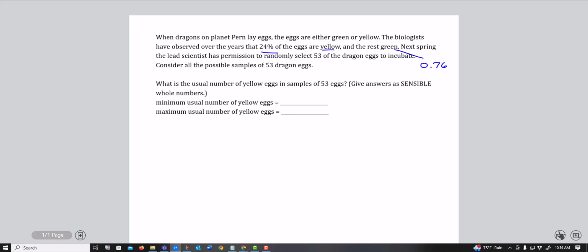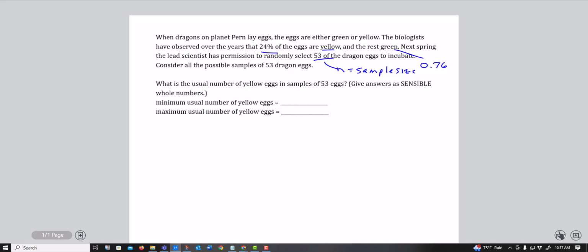How'd I get that? 100% minus 24%. It says next spring, the lead scientist has permission to randomly select 53. So that is my sample size. To incubate, consider all possible samples. What is the usual number of eggs?